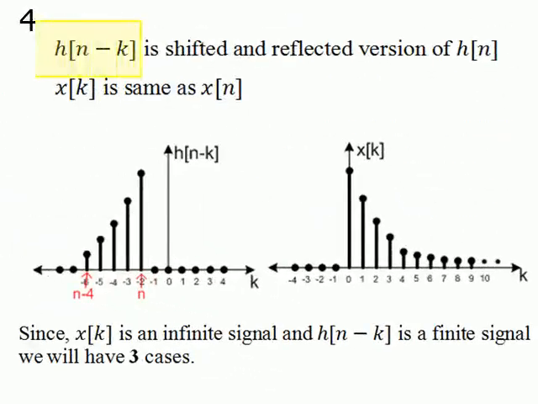h of n minus k is a shifted and reflected version of h of n, and x of k is the same as x of n. As you can see, h of n minus k starts at n and goes back up to n minus 4. Here the start point is considered as n, the end point is considered as n minus 4, because the length of the sequence is 4, hence the end point is n minus 4. Since x of k is an infinite signal and h of n minus k is a finite signal, we will have three cases.